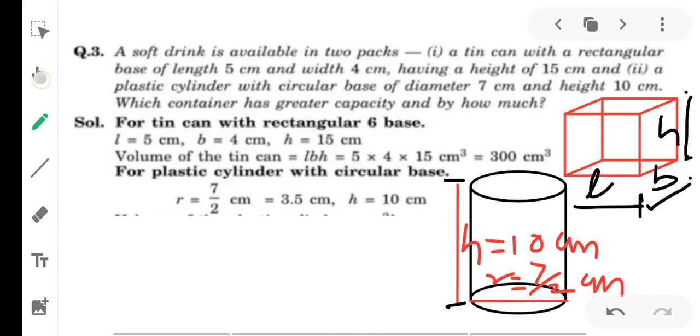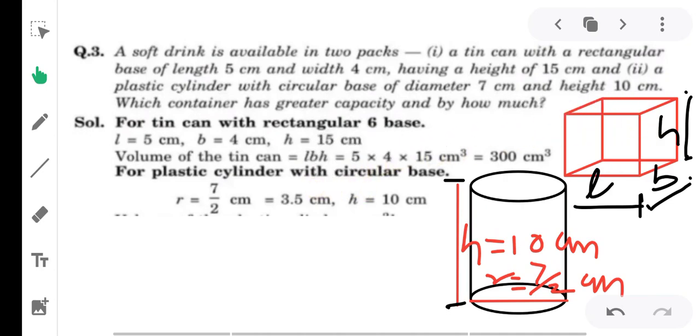So now students, we have question number 3. What question number 3 says is, a soft drink is available in 2 packs. You like drinking soft drinks, and the soft drink is available in 2 shapes. One is a tin can with a rectangular base of length 5 centimeter and width 4 centimeter and having height 15 centimeter, and another one is a plastic cylinder with circular base of diameter 7 centimeter and height 10 centimeter.